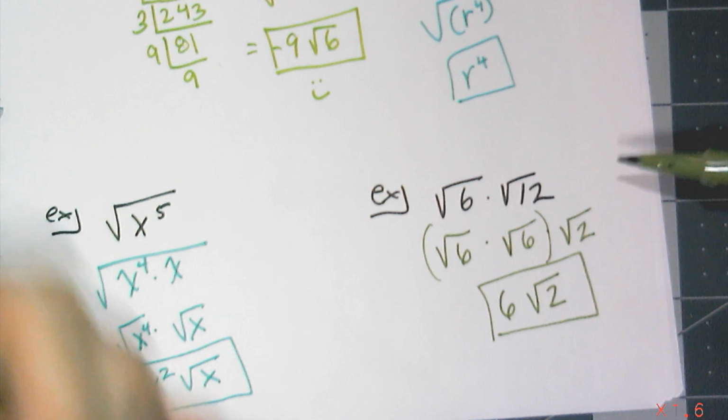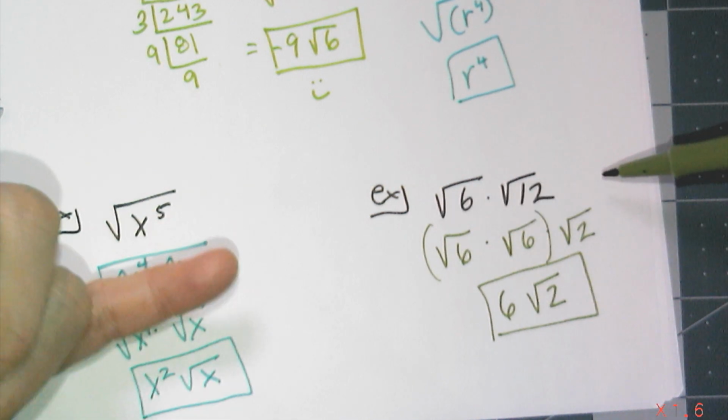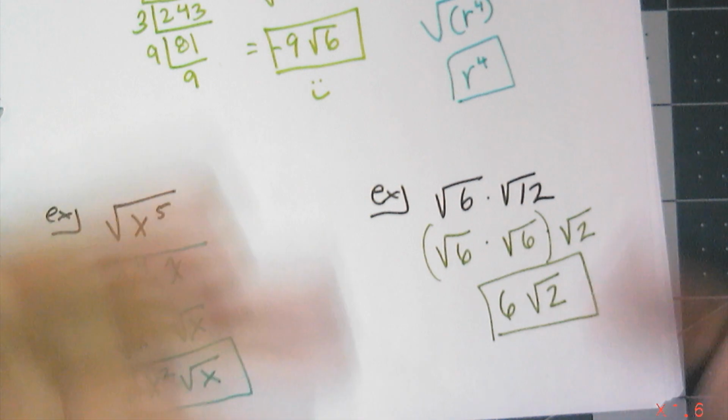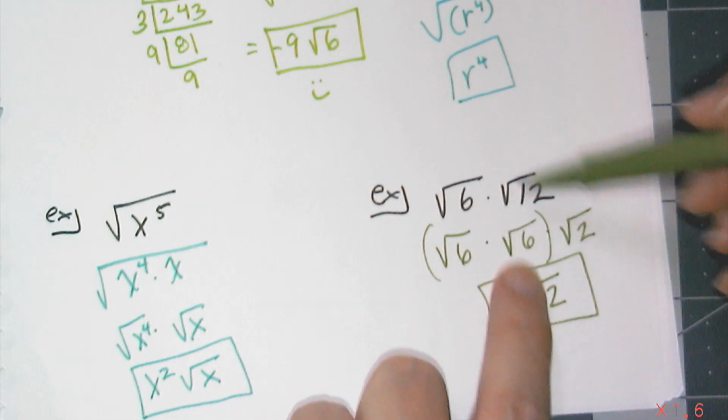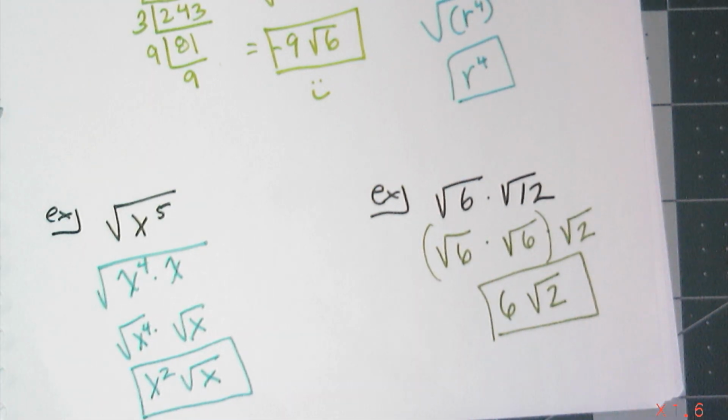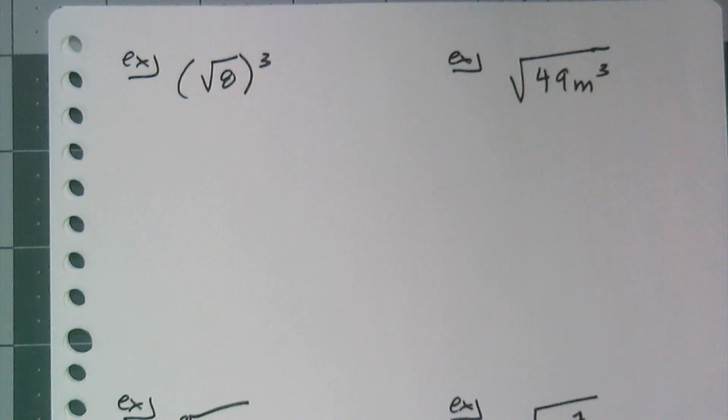So you don't have to go on autopilot and multiply by the property and then simplify the radical. That's a lot more work. Sometimes splitting the radicals up like this actually makes your life a little bit easier. All right, so let's continue on with alternate techniques.